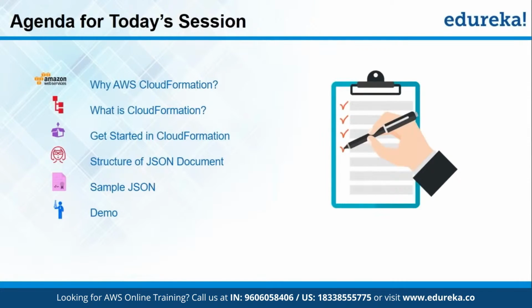Now among those things you have a JSON document. So we'll be learning how to create a JSON document. Before that, we'll be seeing the structure of a JSON document. Once we learn the structure, we'll see how a JSON document actually looks, so we'll see how a sample JSON document looks. And in the end, we'll be doing a demonstration. In the demonstration, we'll be doing two demos. The first one will be a really simple one, and the other one will be a little advanced, right? So guys, this is our agenda for today.